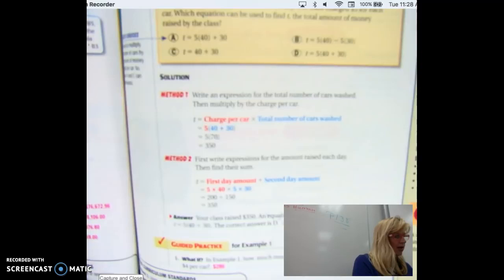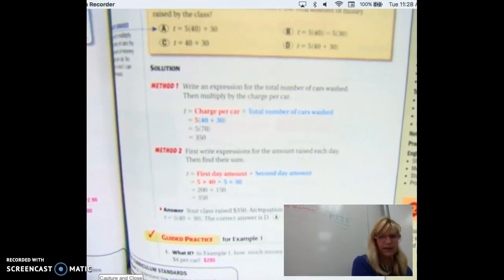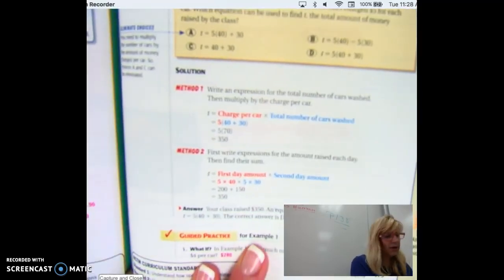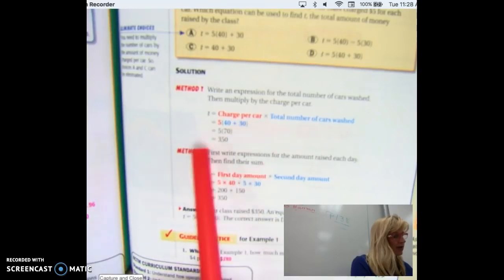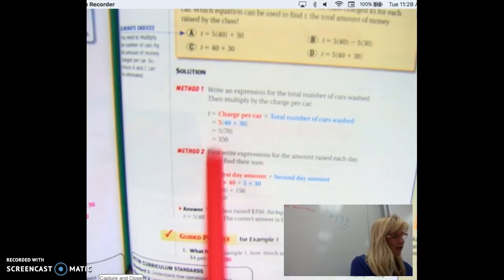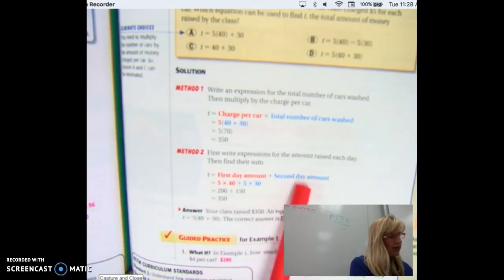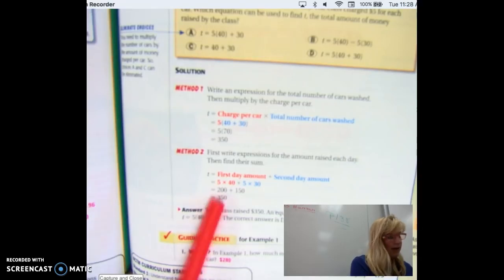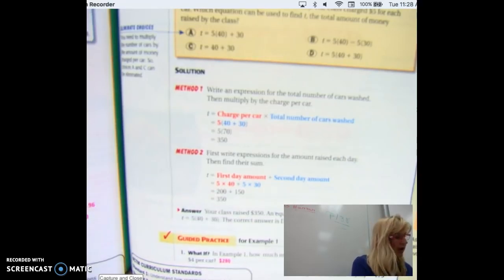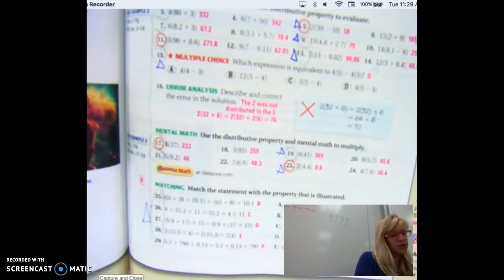Their solution has two methods to it. So they did 5 times (40 plus 30), which is 5 times 70, which is 350. Or when we do that hopping prop, like I showed you, 5 times 40 is what they made the first day, 5 times 30 is what they made the second day, and they still get 350. So this is just a simple matter of the distributive property.